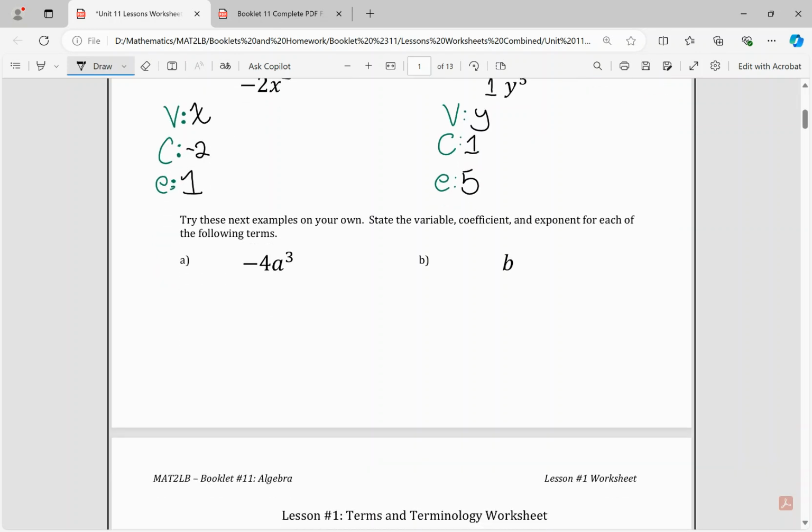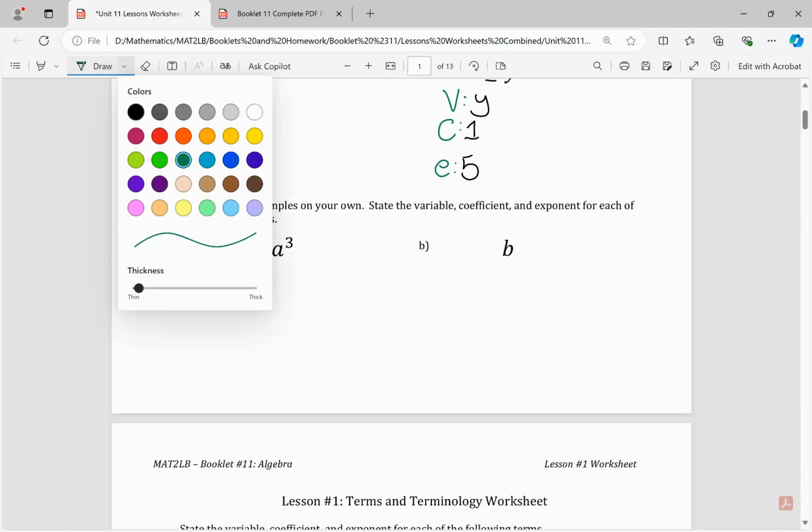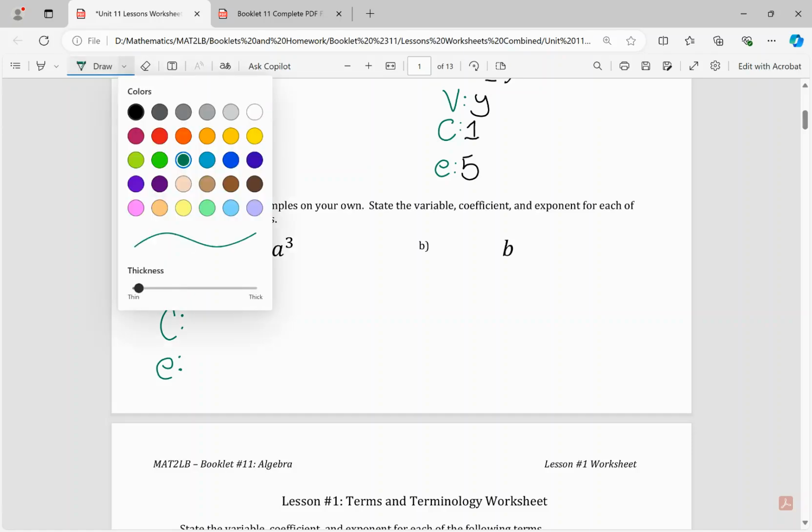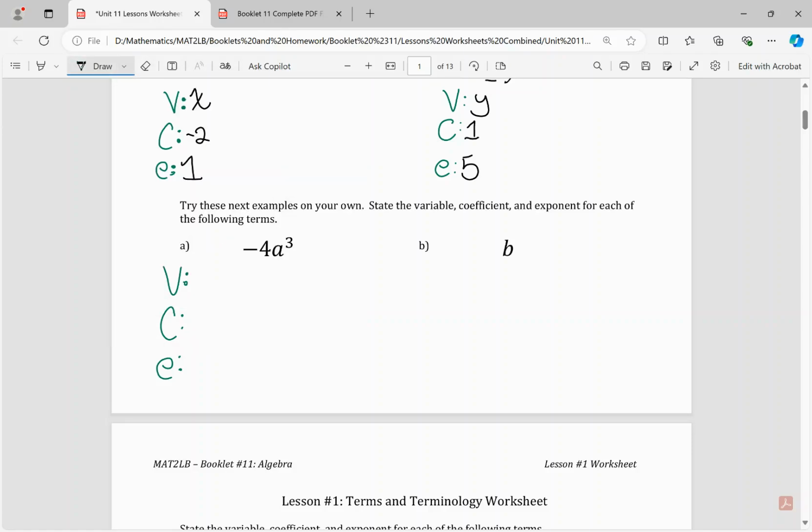So try these next examples on your own. Remember that you need to find the variable, the coefficient, and the exponent. I'll take a second and do that now, and then make sure your answers match mine. Over here in example A, the variable is A. It's just the letter that we see. The coefficient is -4, the number that is being multiplied by that variable. And the exponent is the little number up top, that is 3.